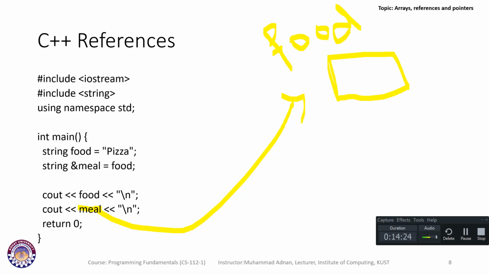So remember, whenever you declare a variable, there are four things connected to it. One is the memory location, the other one is the name of the variable, the address of the variable, and then the data type of the variable. The data type of the variable is also important. So here in our case, the data type of the variable is string.